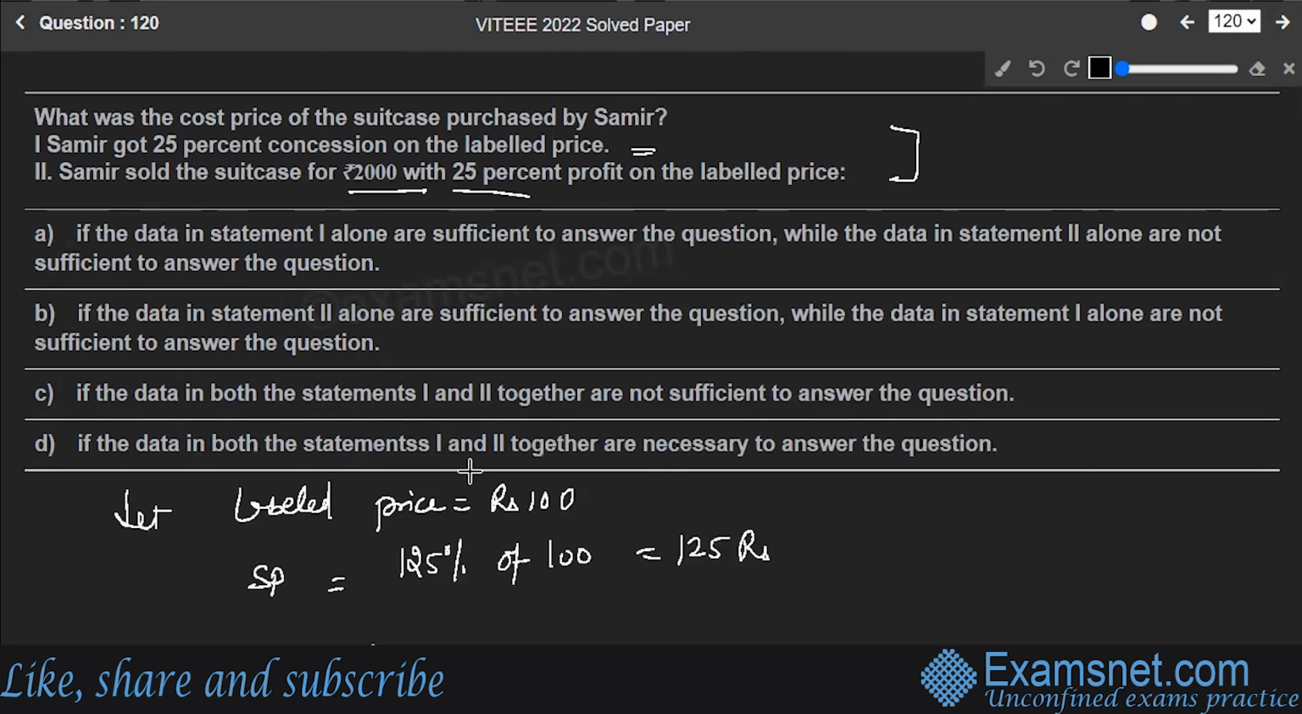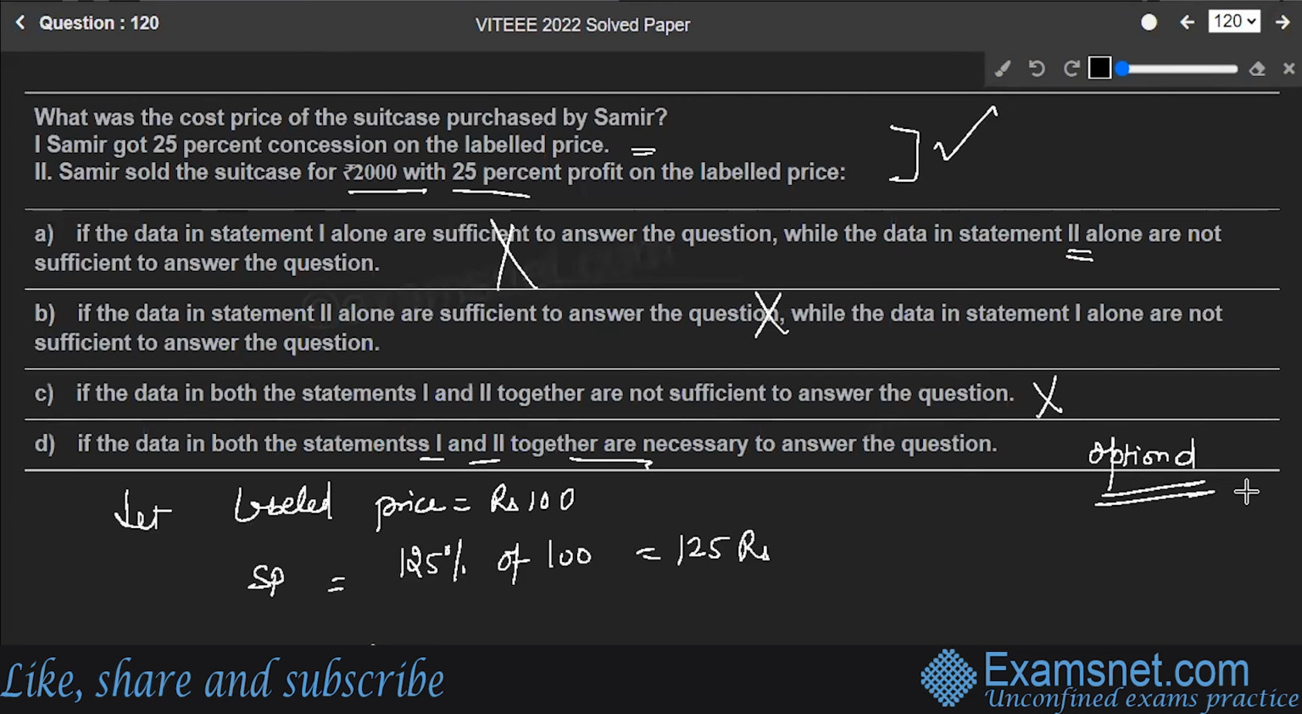If both data, the statements 1 and 2 together, are necessary to answer the question, statement 1 is wrong. If the data in statement 1 alone are sufficient, this is incorrect. Statement 2 is not sufficient. And B says if the data in statement 2 alone are sufficient to answer the question, while the data in statement 1 alone is not sufficient to answer the question. C says both 1 and 2 together are not sufficient. No, we have found out the answer, but it was the only case when we used both the statements. Okay, so that makes your option D to be the correct answer.